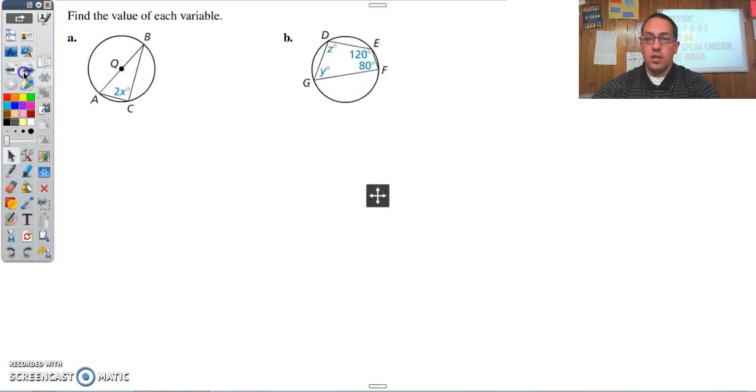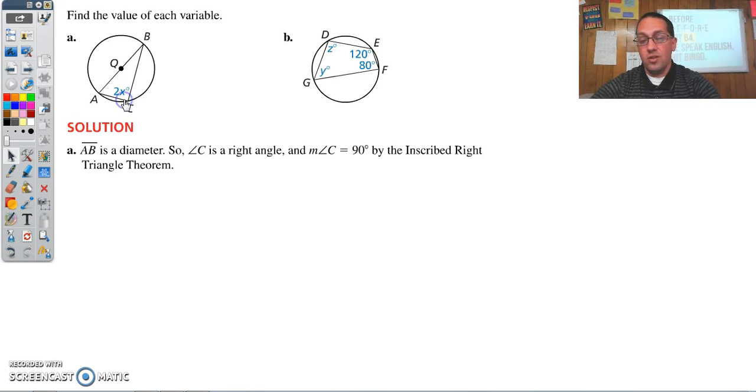So let's take a look at this, see what we can do with it. We need to find the value of each variable. We're looking at our circle here with our triangle. We see that segment AB is a chord that goes through the center of the circle, so it must be a diameter. So since this is a diameter, our triangle must be a right triangle. And the angle opposite that diameter is the right angle, so 2x must be 90 degrees. And if 2x is 90 degrees, divide by 2, x is 45.